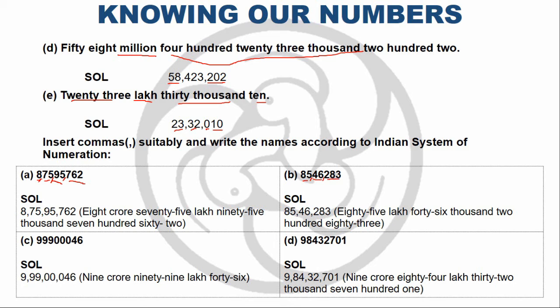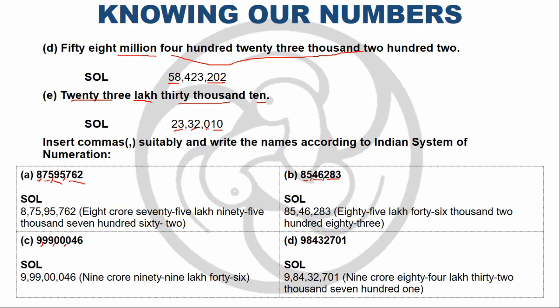46,283. Okay, so what is the subdivision C? After 3 digits we have to put a comma to separate thousand. After 2 digits we have to put a comma to separate lakh. After lakh we have to put a comma to separate crore. So how can we read this? 9 crore 99 lakh. There is no thousand and hundred. So we can go for 46.